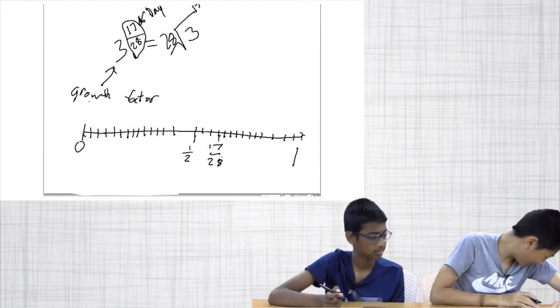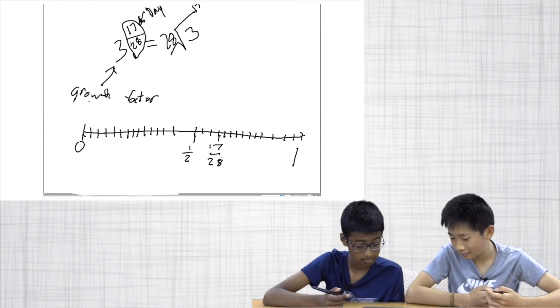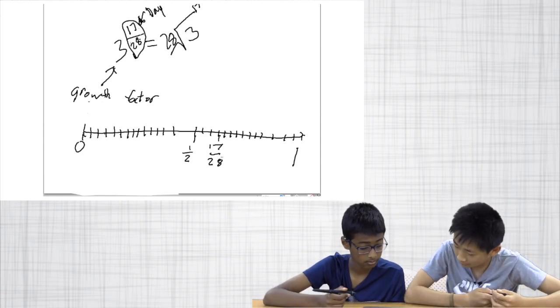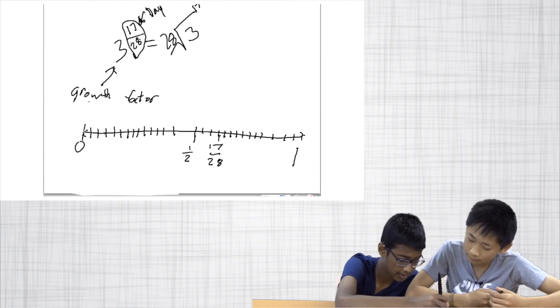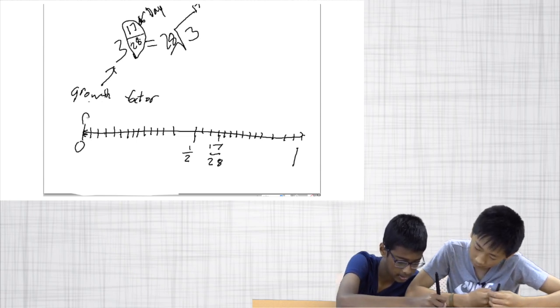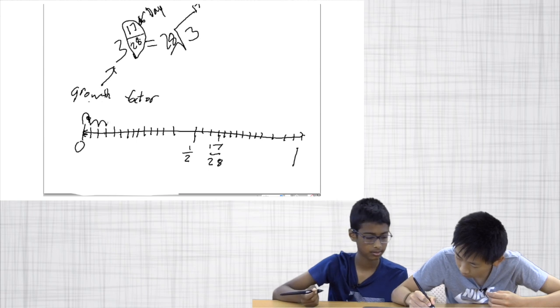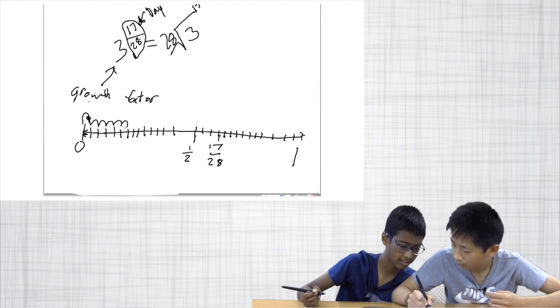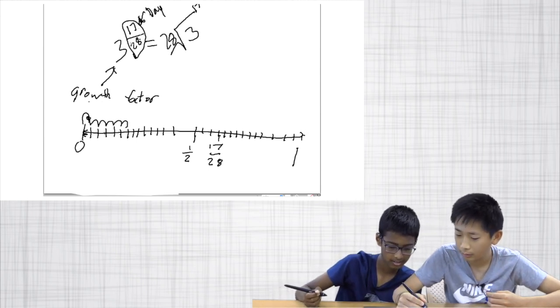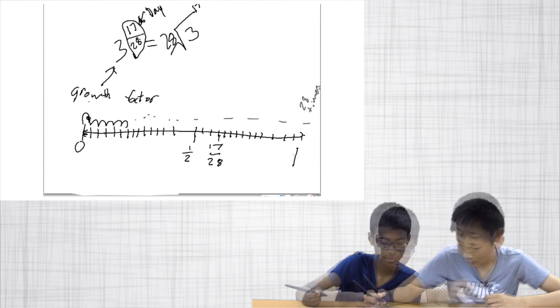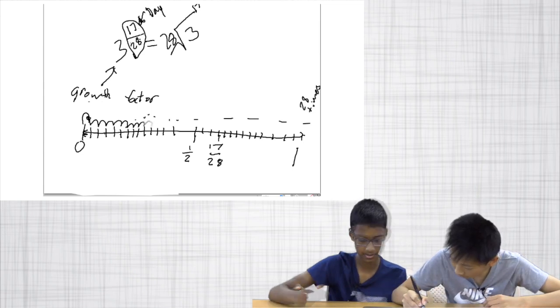And can you show me where the 28th root of 3 is? So a 28th root of 3 is from here to here, and you're multiplying by the 28th root of 3 about 28 times to get 1. Can you draw them in? Okay, yeah.